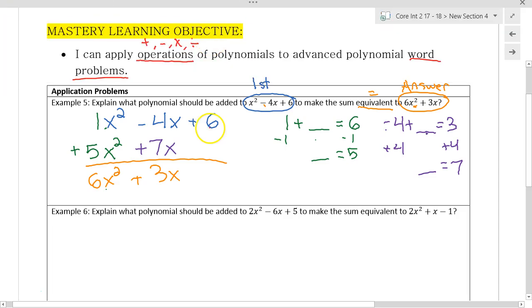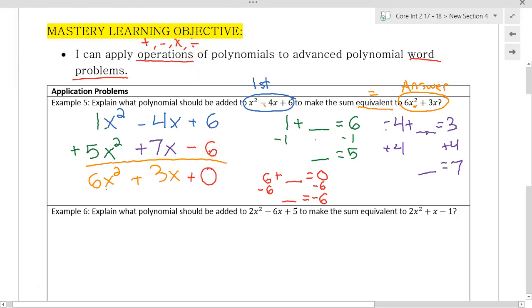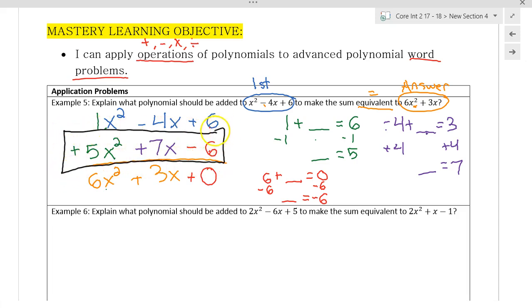My last one, 6 plus what equals, well, there's nothing in that last spot, so it's 0. So 6 plus blank equals 0. I'm going to subtract 6. Blank equals 0 minus 6, which is negative 6. So 5x squared plus 7x minus 6 is that missing polynomial. Let's look at one more problem.